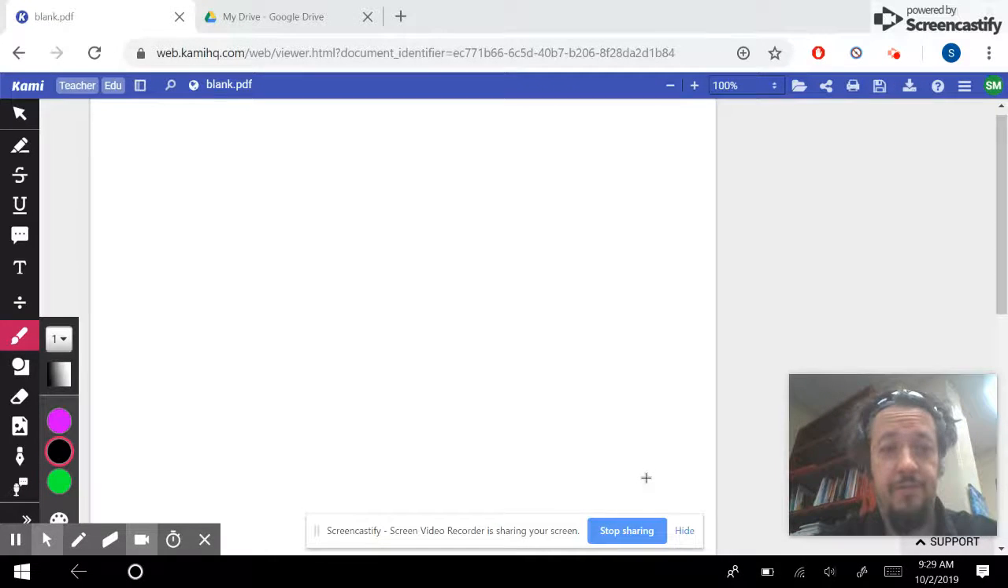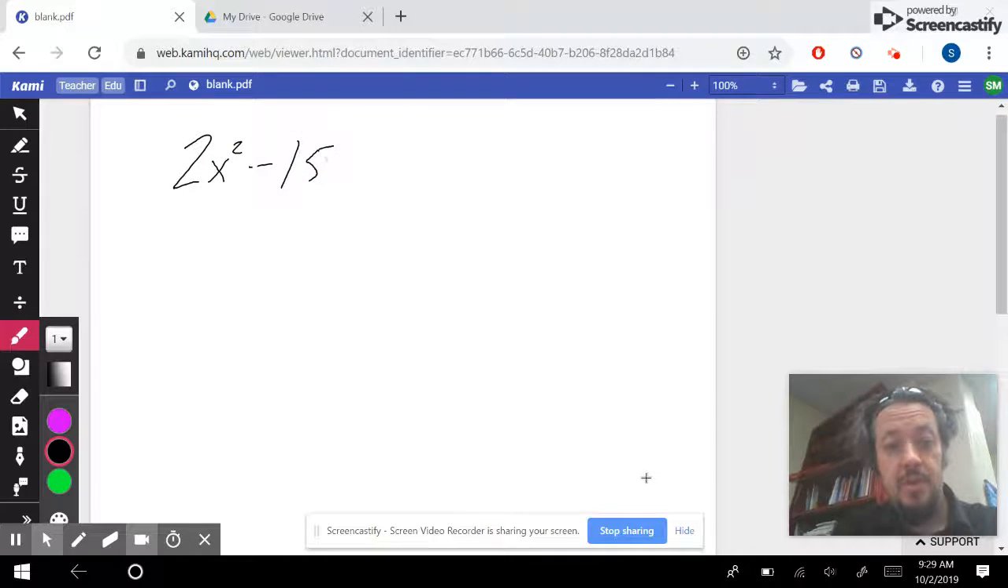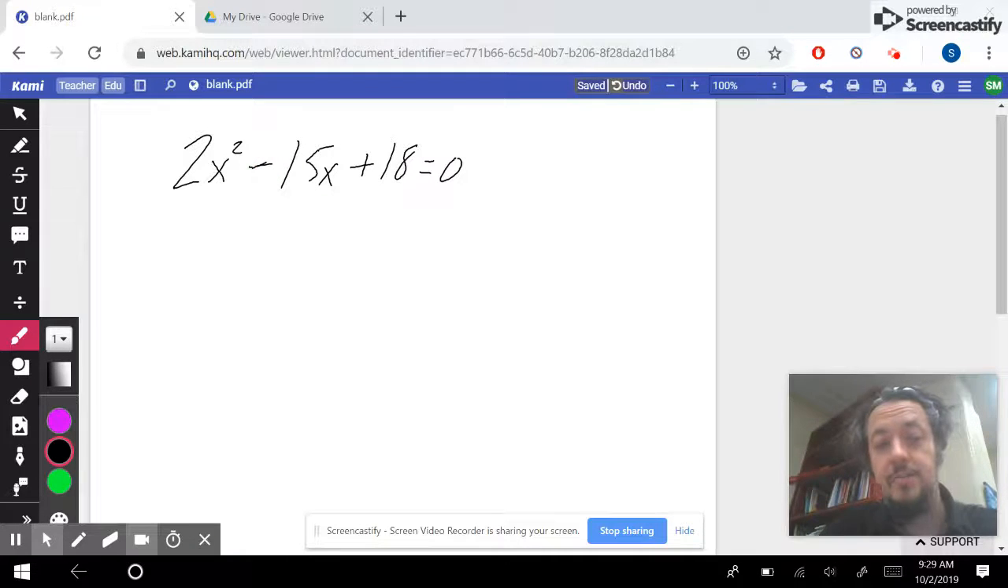Time to talk about how to factor a quadratic with a leading coefficient that isn't equal to 1, where there isn't a common factor across all the terms. Let's look at this example this time. We're going to look at 2x squared minus 15x plus 18 equals 0. In this case, as you can see, the only possible factor would be 2, and of course, negative 15 isn't even, so that can't be factored.